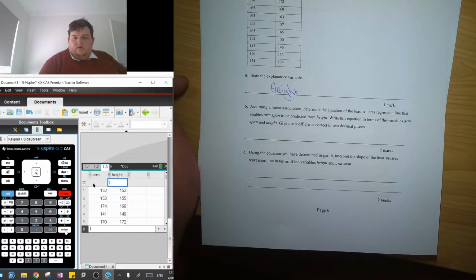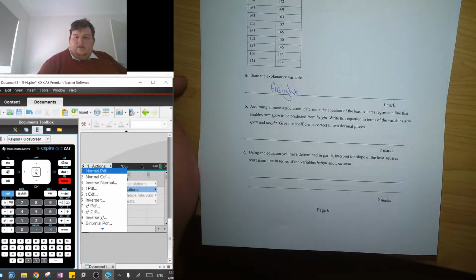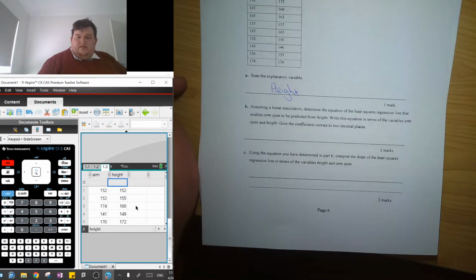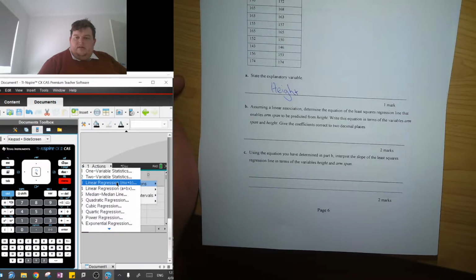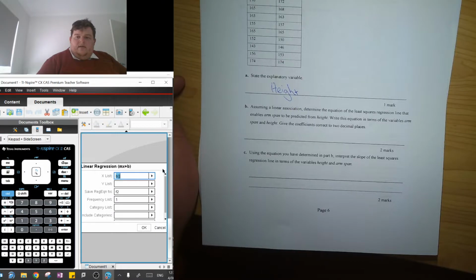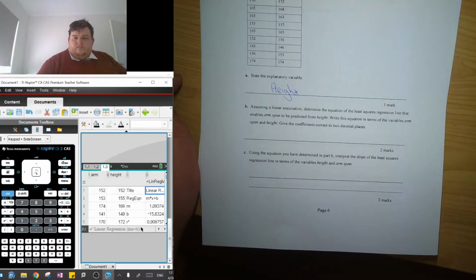So I'm going to do the same thing as before. Stats, stat calculations. Oh, if I stuff something up here. Oh, it's probably because I'm still in that box. Let's try that again. Stats, stat calculations, linear regression. We have our explanatory, height. Our response is arm length. So this gives us this equation here.